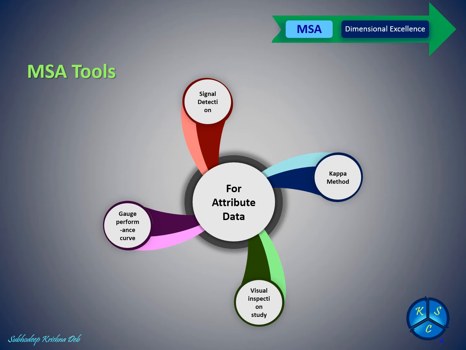As we have seen in the last video, there are 4 MSA tools for the attribute data: the signal detection, the kappa method, the visual inspection study, and the gauge performance curve. But among these, the first 2 cater to most of the requirements for study of the attribute data and to interpret the measurement system and reduce the measurement system variation. So in this course, we will go through and understand the procedures, how to conduct the signal detection and kappa method, what are the interpretations, and what are the guidelines that we need to follow to get the best out of it.